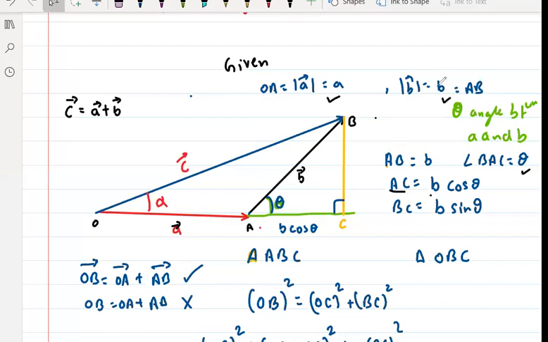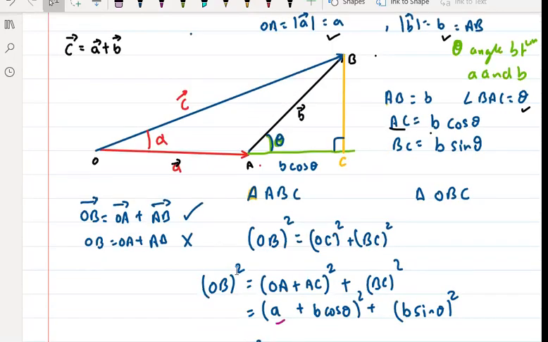OB square is equal to OC square plus BC square. We have to find OB. What is OC, guys? Sir, OC is basically OA plus AC. Yes or no? OA plus AC. Clear?